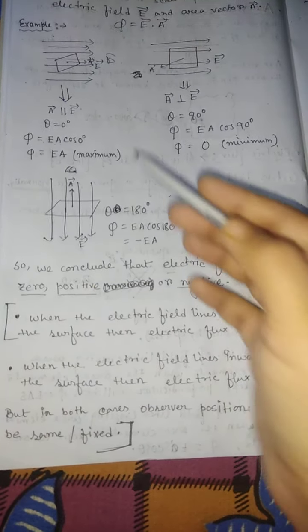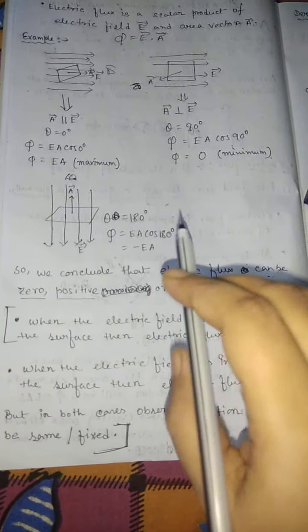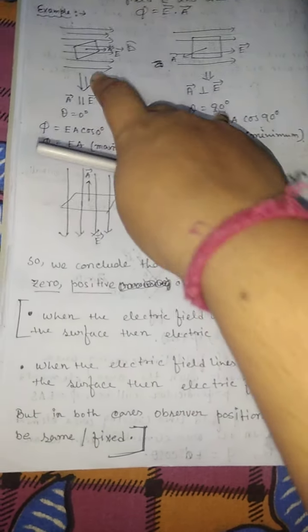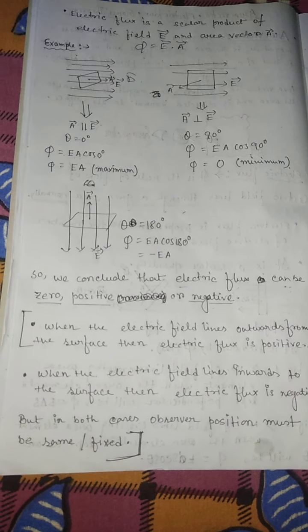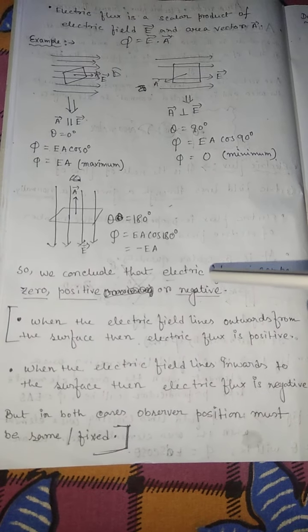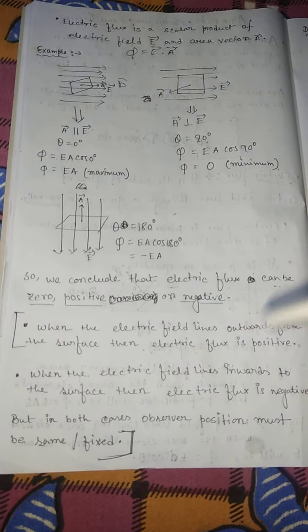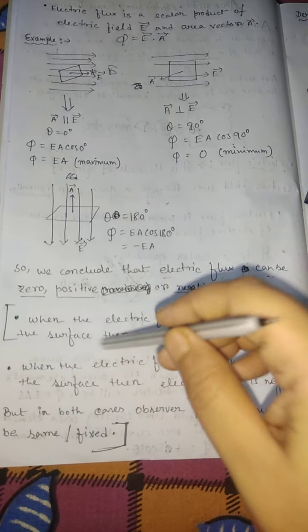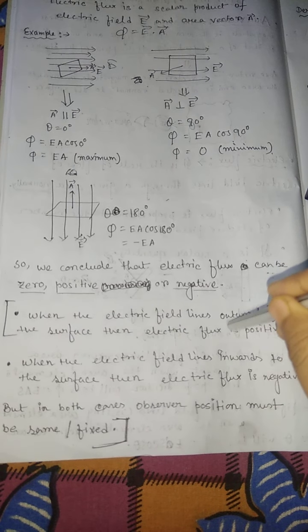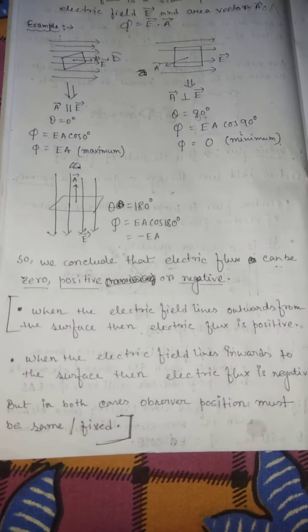Positive, 0 or negative. Now from these two surfaces, if we consider the observer position is fixed for both cases, in figure 1 and figure 3, suppose the observer position is the same, fixed, we can't change the observer position. Now the electric field lines: if the electric field lines go outwards from the surface, then electric flux is positive, and when the electric field lines go inwards, towards the surface, the electric flux is negative.